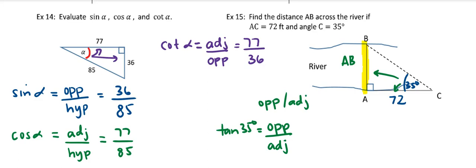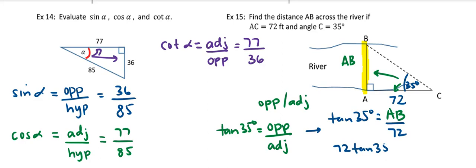So let's replace this one more time. I have tangent of 35 degrees. I do not know what the opposite side is. That's what I'm trying to find, but I do know that the adjacent side is 72. So in this case, we'd have to use a little algebra. And if you multiply both sides by 72, you will then get 72 times tangent of 35 degrees is equal to the distance AB.